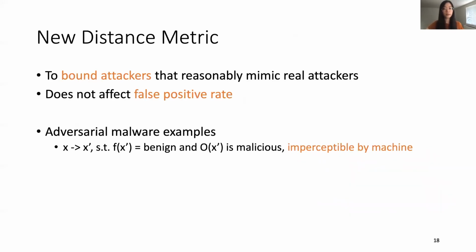To train the properties, we propose a new distance metric to bound the attackers that reasonably mimic real attackers. Moreover, the bounds should not affect the false positive rate of the robust model. Adversarial malware examples are actually not defined with a proper bound for robust training. The requirement is to perturb original malware X and get the variant X prime subject to two constraints. First, the classifier F thinks X prime is benign, and second, an oracle can verify that X prime preserves malicious functionality. The oracle here captures that changes in the malware variant are imperceptible by the machine.